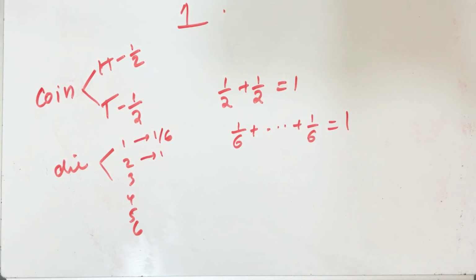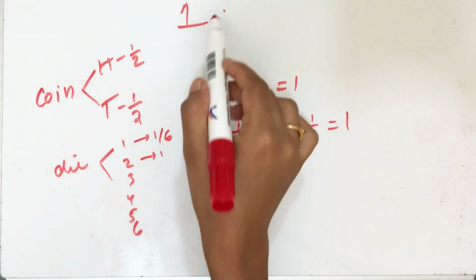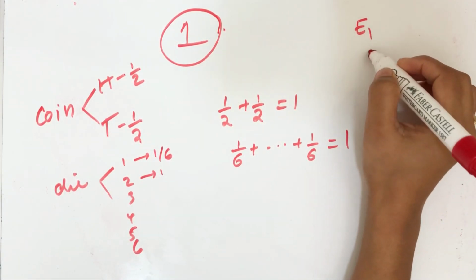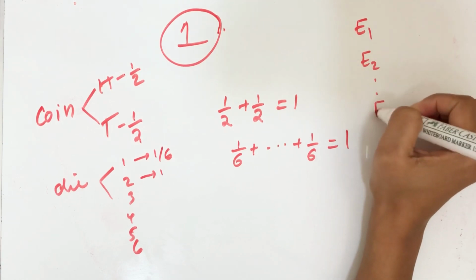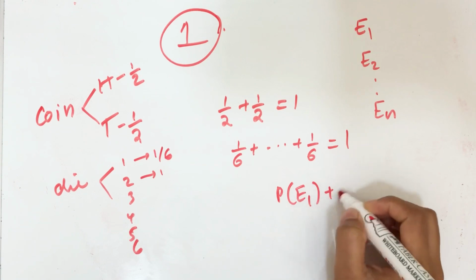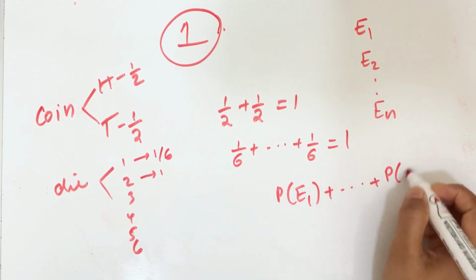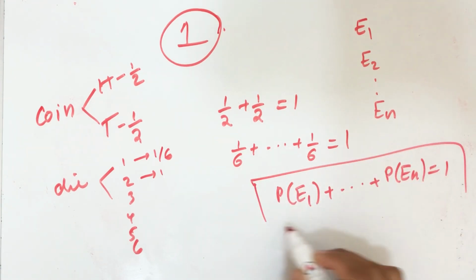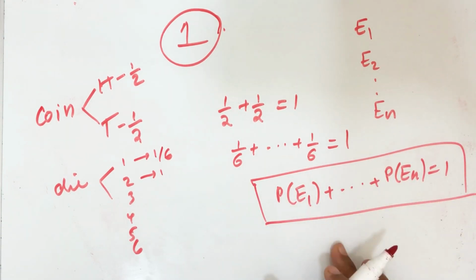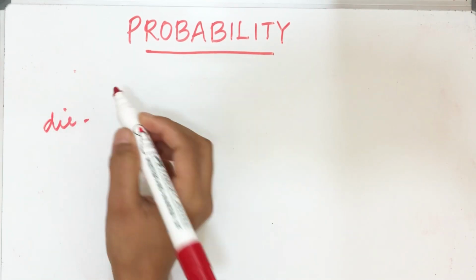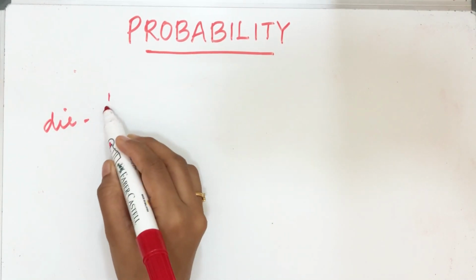So we can say the sum of the probabilities of all the elementary events of an experiment is equal to 1. Suppose an experiment has n elementary events, e1, e2, and so on up to en, then P of e1 plus P of e2 plus and so on plus P of en is equal to 1. So note this. Also consider the example of throwing a die. Then we know the outcomes are 1, 2, 3, 4, 5, 6.